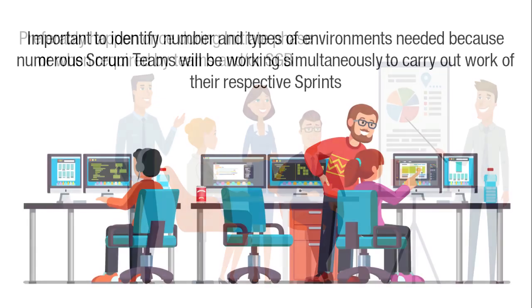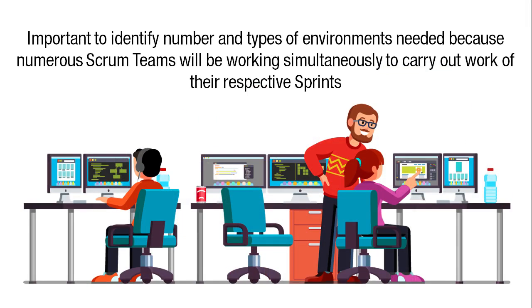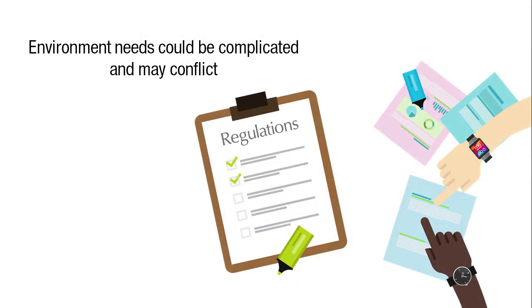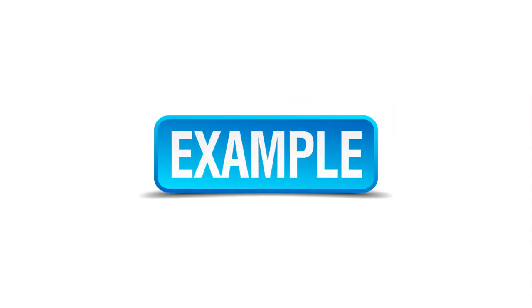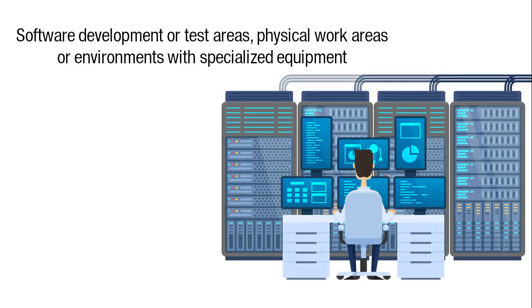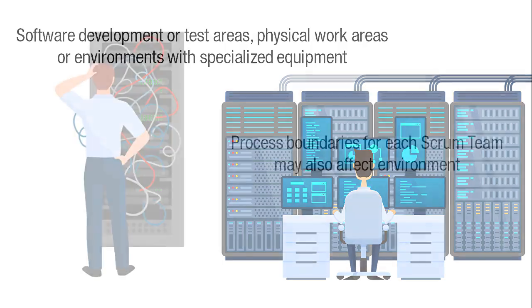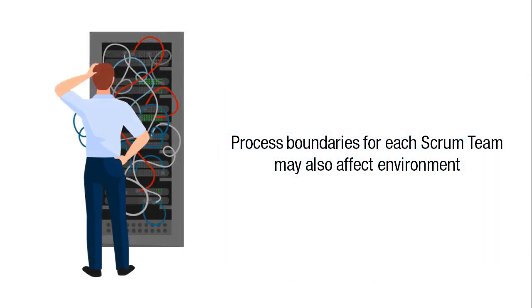This should preferably happen once the initiate phase or when required by the teams and/or the Scrum Guidance Body. In a large project, it is important to identify the number and types of environments needed because numerous Scrum teams will be working simultaneously to carry out the work of their respective sprints, and environment needs could be complicated and may conflict. Some examples of environments include software development or test areas, physical work areas, or environments with specialized equipment. Process boundaries for each Scrum team may also affect environments.